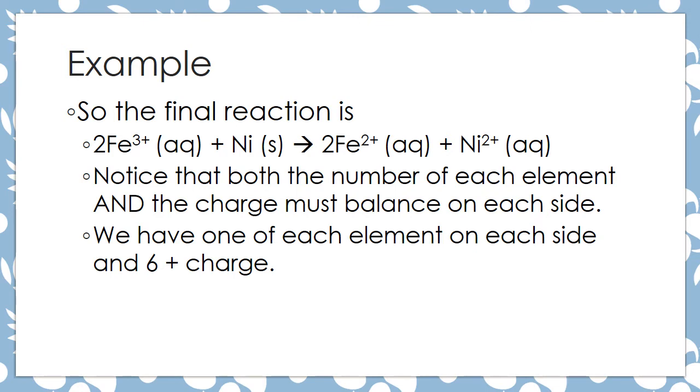Now if you look at this from a strict balancing standpoint and just try to balance the charge, I have 2 times 3 positive on the left, which is 6 positive, and 2 times 2 positive plus 2 positive on the right, which is 6 positive. So my charge is balanced, and I know that I've done it correct. That is the final reaction. So the element and charge is balanced on each side because they both have 6 positive. And that is my reaction. And I derived it from only knowing the reduction potentials.